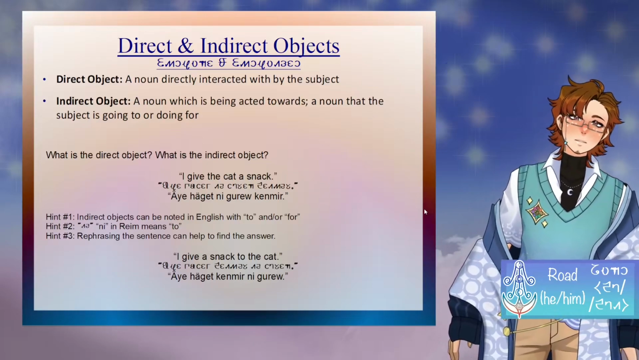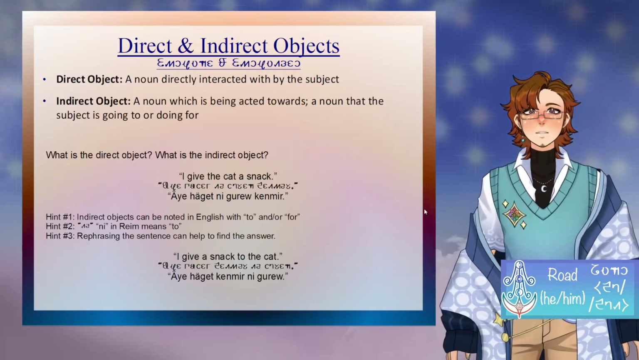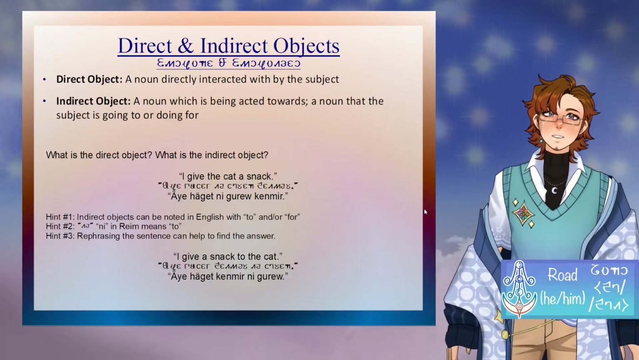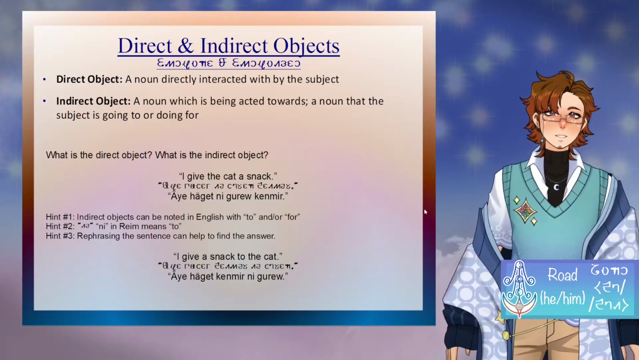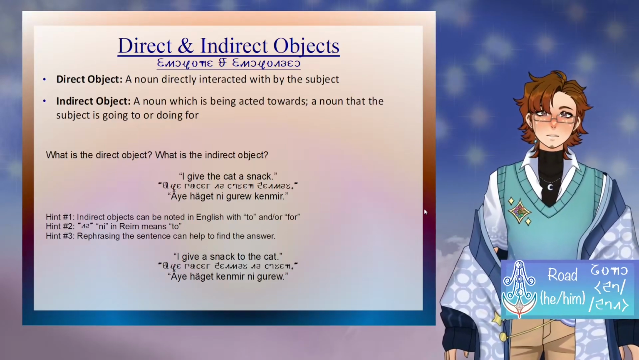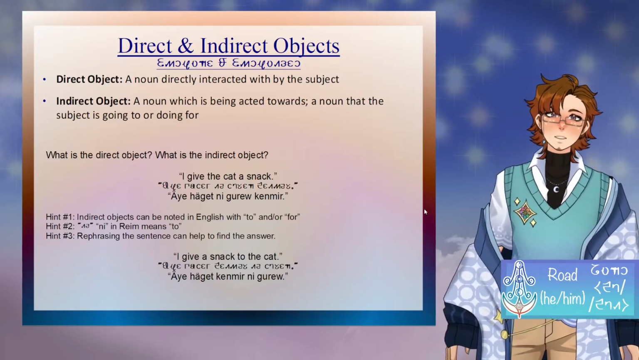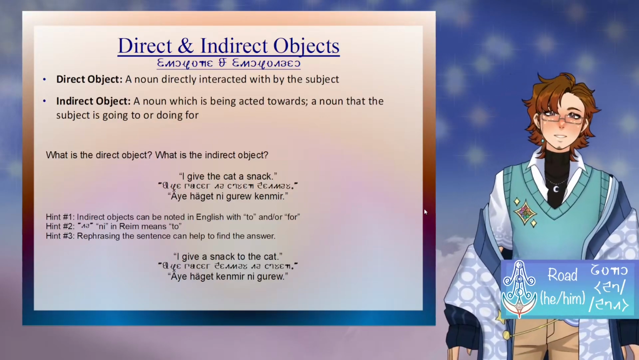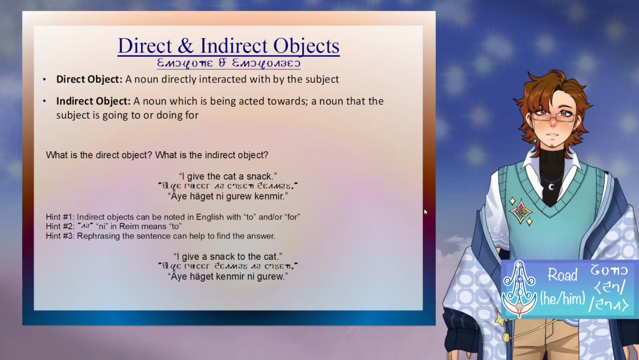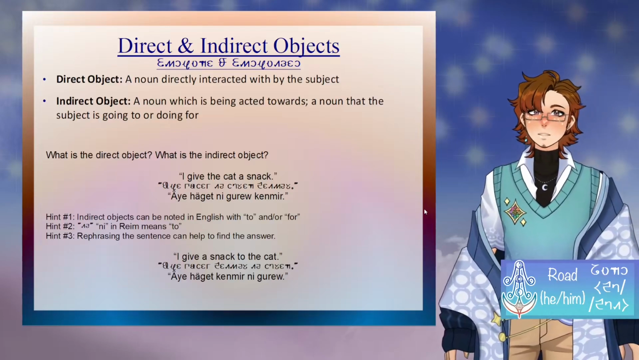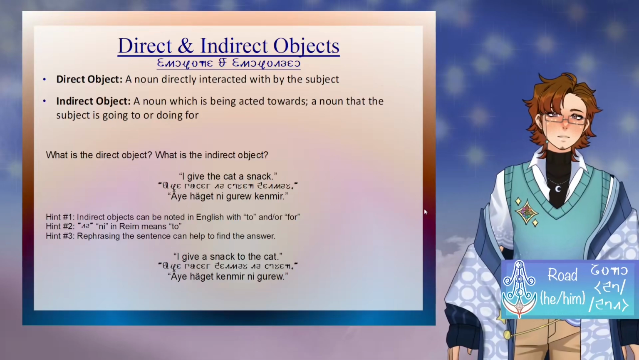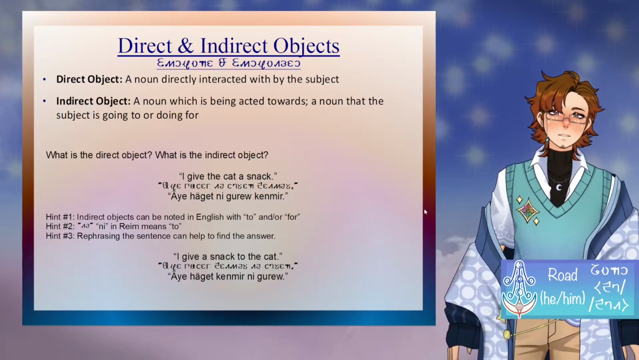So let's move some of the words around. Specifically, let's switch the placements of kenmir, snack, and negrel, to the cat. So moving those around, we have I hag kenmir negrel, or I give a snack to the cat. So what is the direct object here?